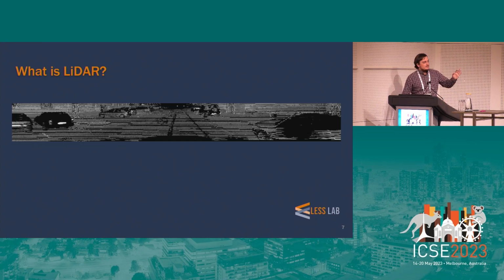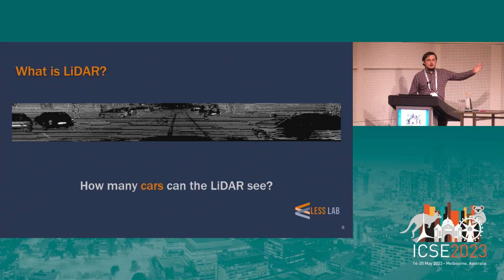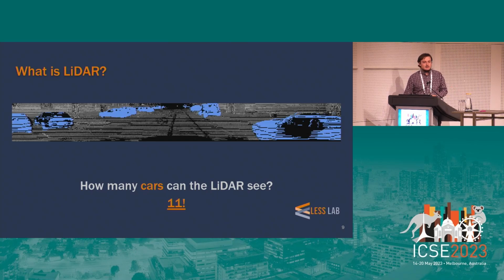So just to get a feel for how difficult this is for us to reason about, I want some audience participation. How many cars can the LiDAR see right now? We're doing perception. We need to know how many things there are in our environment. We need to be able to move safely and reason about them. And this is a fairly difficult problem. I'll be very surprised if anybody found all of them. There are actually 11 that I have colored for you now in blue.